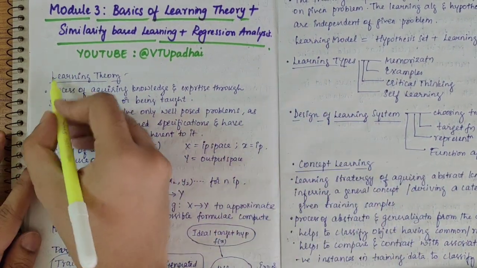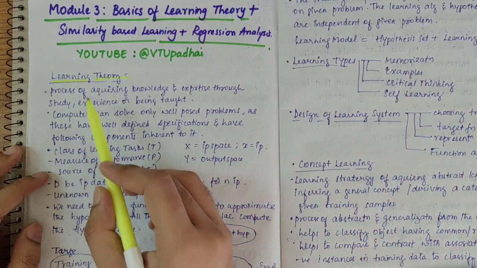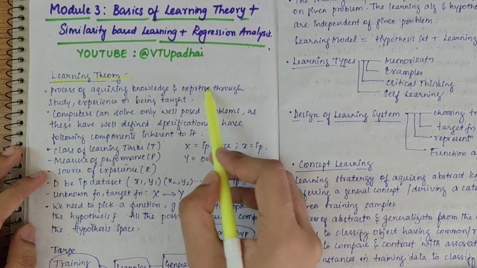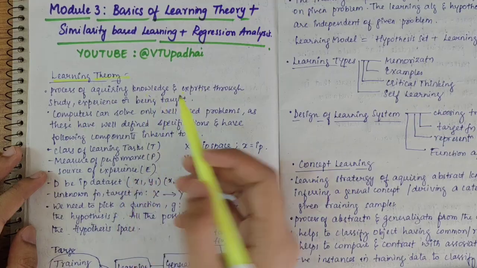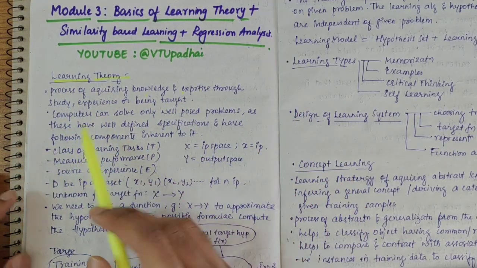So first we have the theory topic: what is learning theory? Let's start with this. Learning theory is a process of acquiring knowledge and expertise through study, experience, or being taught. This was a particular definition of learning theory.